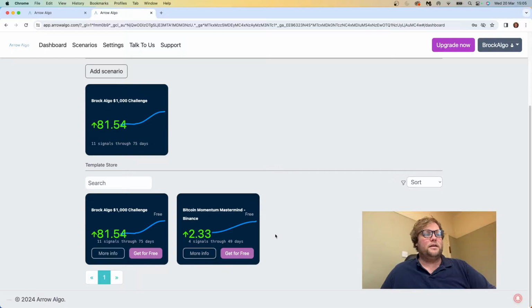Worth pointing out at the start here, if you're not confident building a strategy, or if you want to see what some other people have done, we've got some templates here of pre-built strategies.